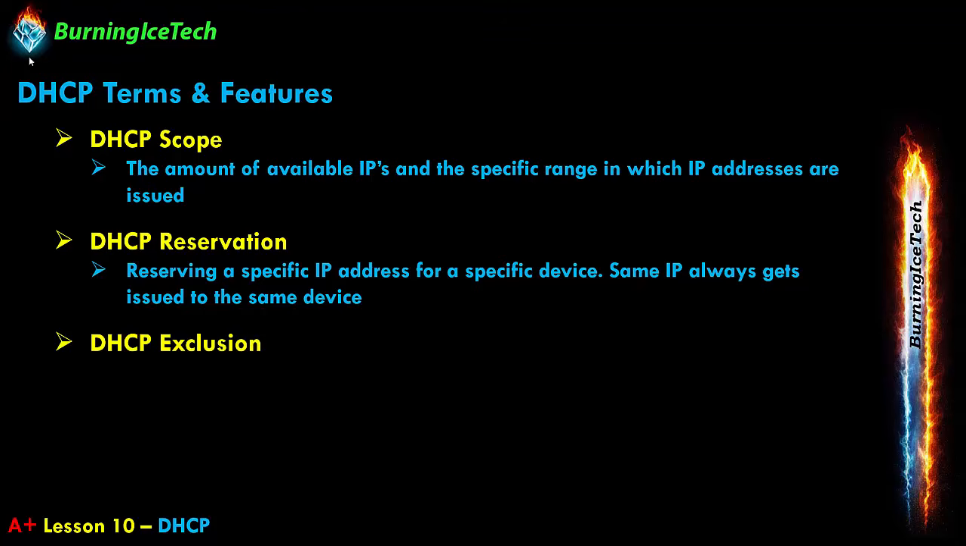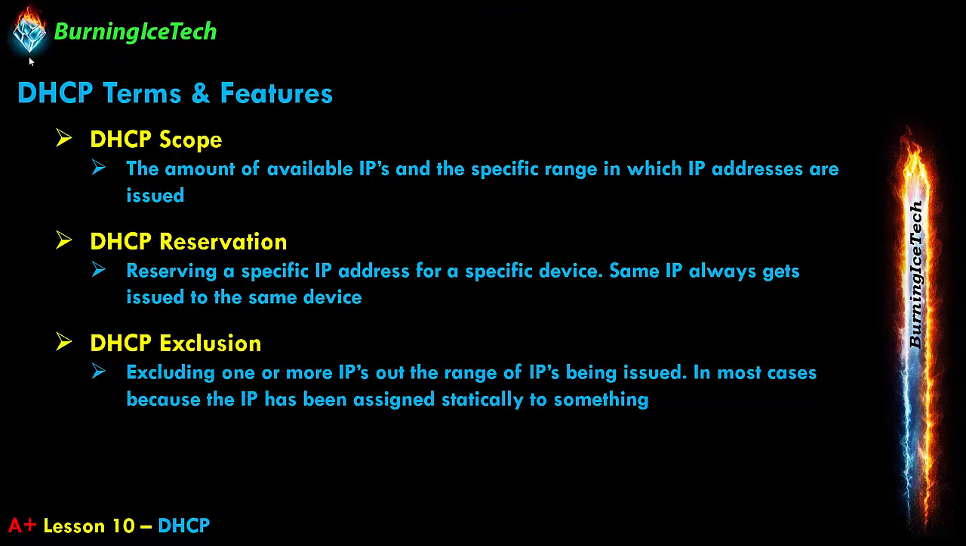What is that? Well, it does exactly what it says, folks. It excludes. So in that range that you've specified in your scope, from where to where it needs to be issuing IP addresses and how many, maybe in that range there's one or more IP addresses that you don't want issued. This is usually because these IP addresses have been statically assigned to something else already. A good example would be a server. Maybe there's one or more servers where you've statically assigned those IP addresses, which means we do not want those IP addresses to be dished out by the DHCP. Otherwise, you're going to have an IP address conflict and both devices will not work. They're both going to be kicked off the network, so to speak.